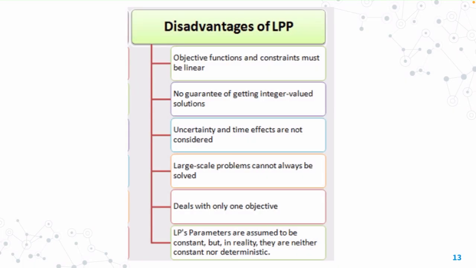And the disadvantages of LPP: objective functions and constraints must be linear. No guarantee of getting an integer value solution. Uncertainty and time effects are not considered. Large scale problems cannot always be solved. Deals with only one objective. LP's parameters are assumed to be constant, but in reality they are neither constant nor deterministic.